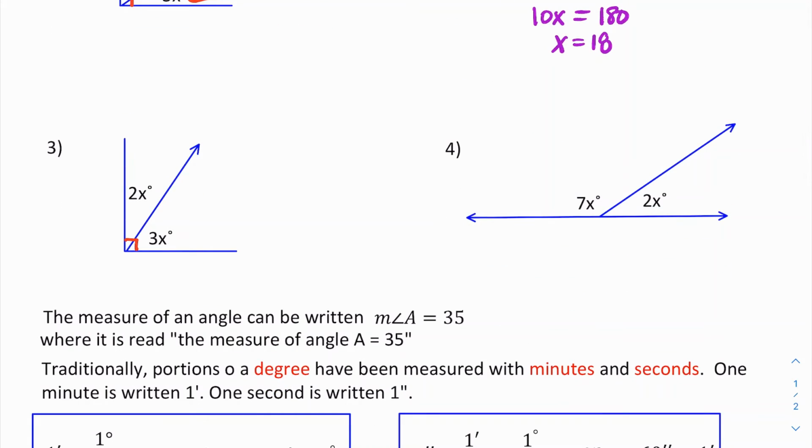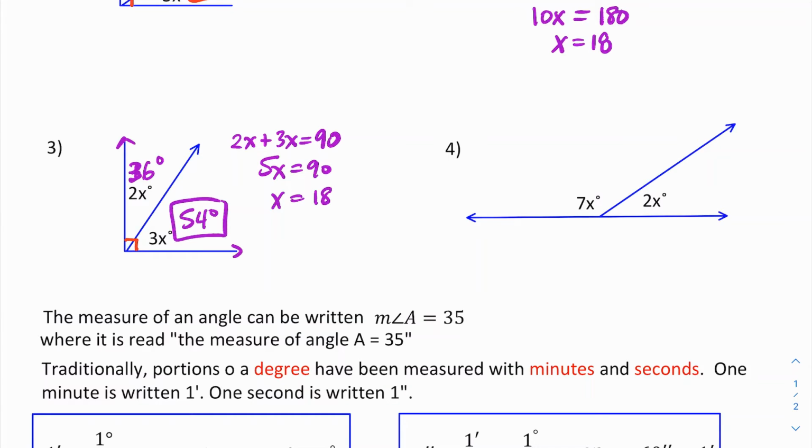For number 3, and hopefully you did all of these by now before watching the rest of this, 2x plus 3x is equal to 90 degrees because this is 90. So 5x equals 90. x is equal to 18 again. So 2 times 18 is 36, and 3 times 18 is 54 degrees.